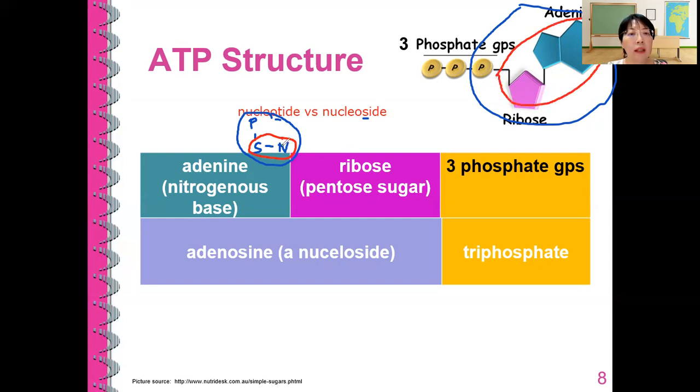Why? Because the nitrogenous base points towards the side. So the sugar and nitrogenous base is considered as a nucleoside. And because this nucleoside contains the base adenine, it's called adenosine because it's made of adenine. Therefore, this is where we get the name of this molecule from, ATP. ATP stands for adenosine triphosphate.